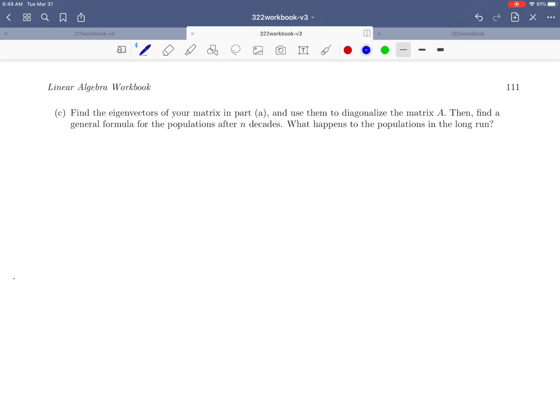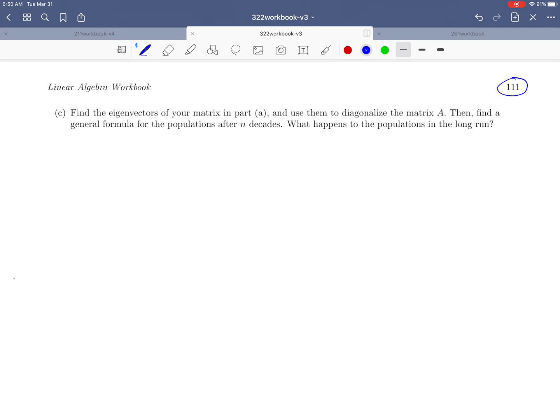Welcome back, everybody, to the continuation of the exercise from page 110. This was the problem about population between California and the rest of the U.S., so we're looking at the top of page 111 here. And this part of the question is asking us for, number one, eigenvectors of the matrix that we found in part A, and then to give some information about how these populations in the U.S. outside of California and in California are behaving in the long run.